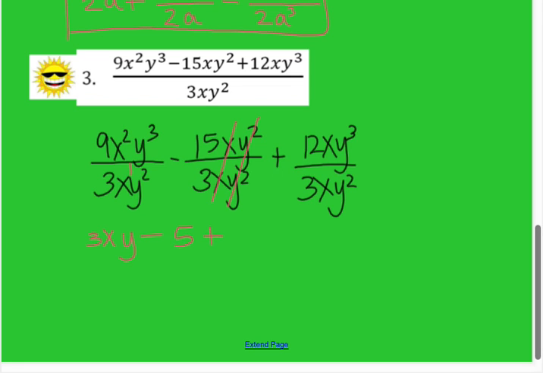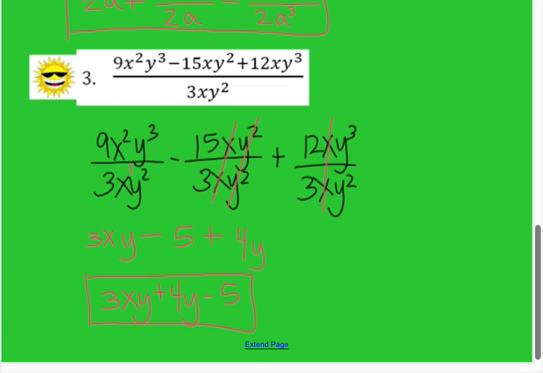Plus, now I'm moving on to my third piece. 12 divided by 3 is 4. X over x simplifies to 1. And y to the 3rd over y to the 2nd, I would just write that as y. And then I'm just going to go ahead and write this with the variables in front, and then the constant at the end. So these are my examples of taking a polynomial divided by a monomial.